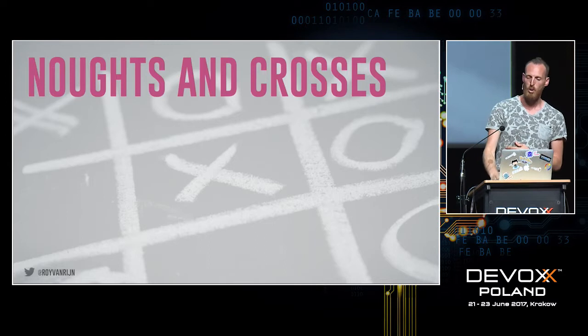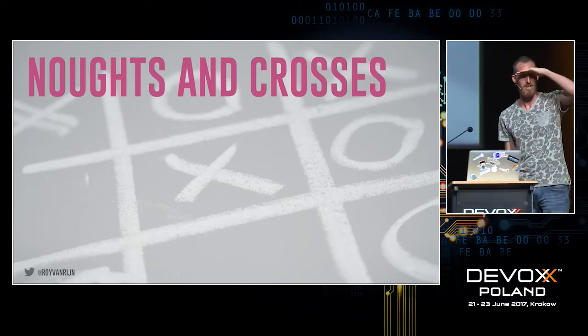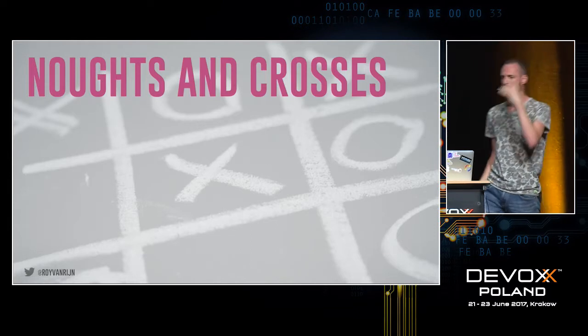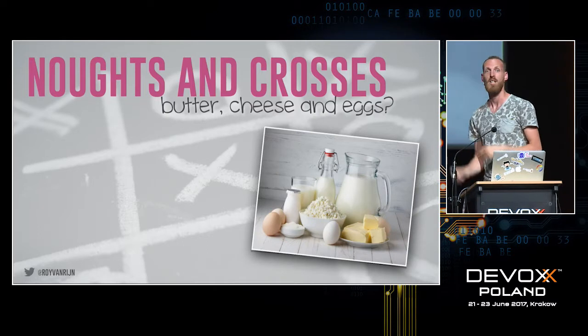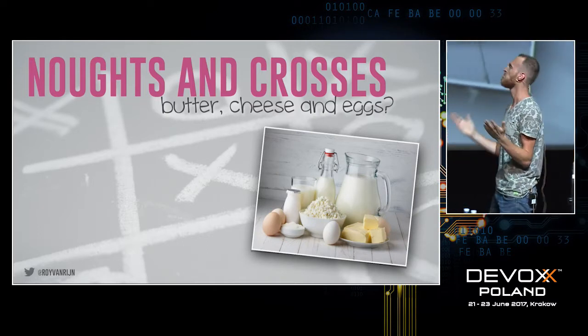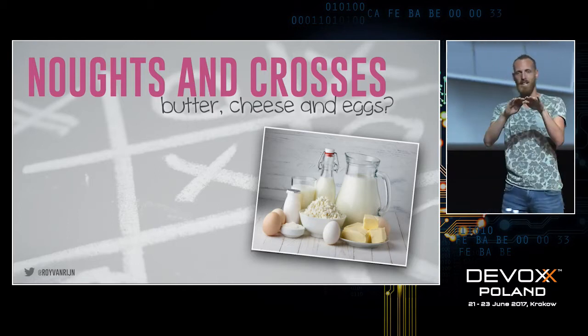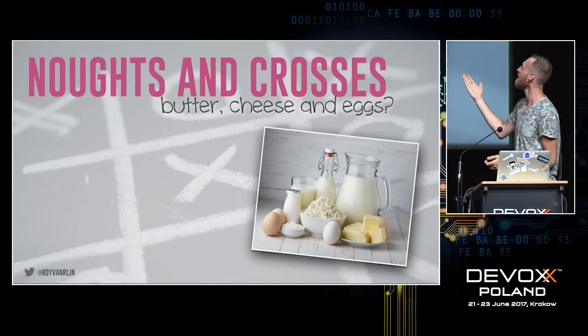Moving on to a more difficult game, Knots and Crosses. You all know Knots and Crosses, right? That's a game you play in Poland as well. In Dutch, we call this game Butter, Cheese and Eggs. Why? I have no clue. Tic Tac Toe, okay, Knots and Crosses. It's like knots and crosses, makes perfect sense. But Butter, Cheese and Eggs, really?